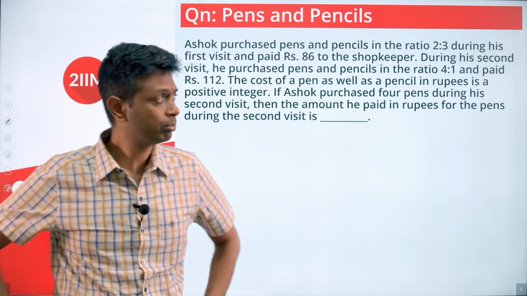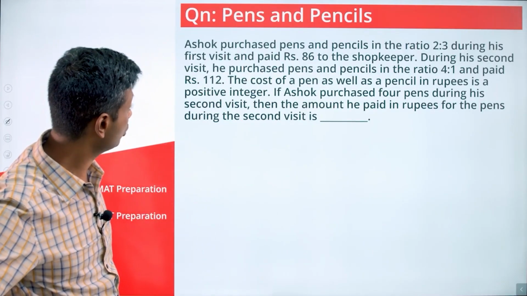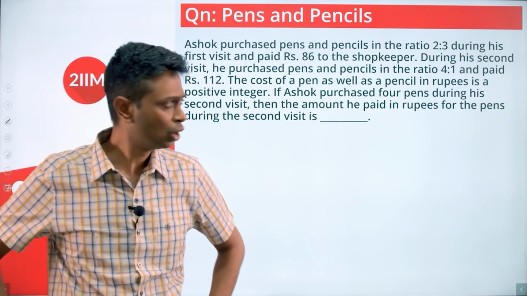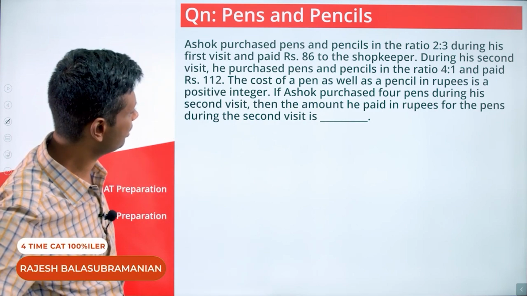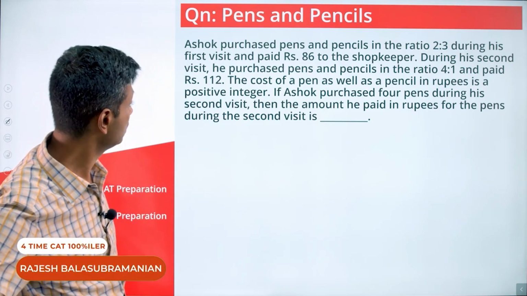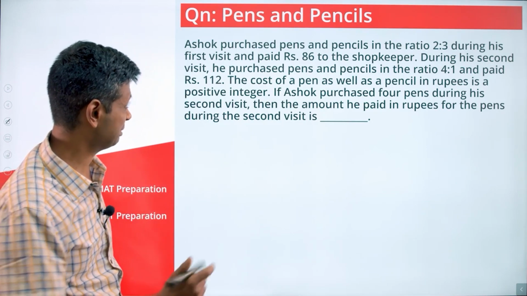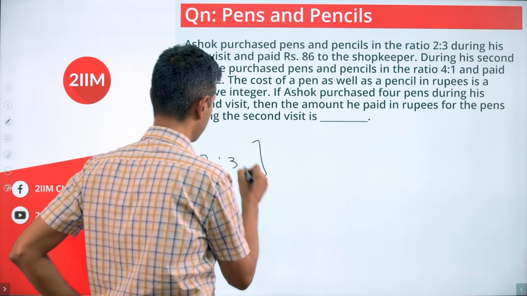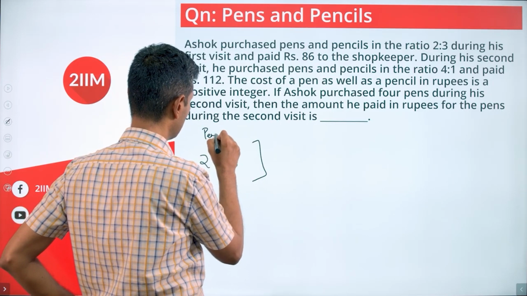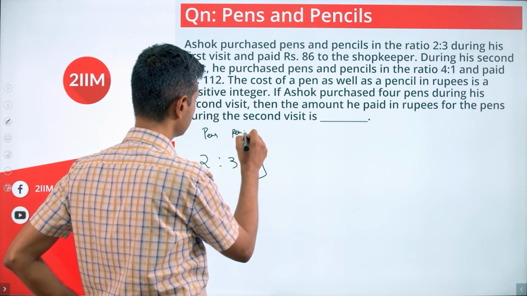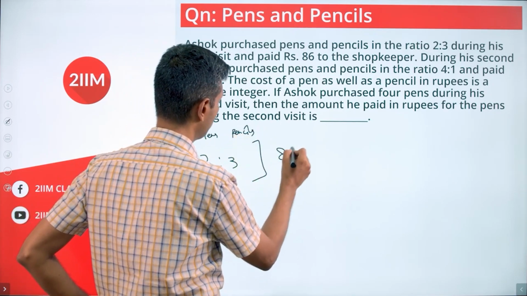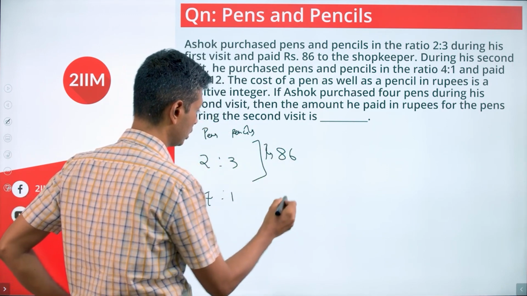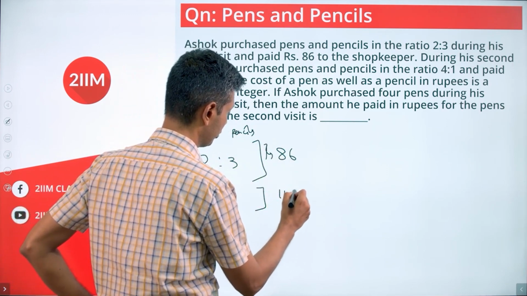Ashok purchased pens and pencils in the ratio 2:3 during his first visit and paid rupees 86 to the shopkeeper. During his second visit, he purchased pens and pencils in the ratio 4:1 and paid rupees 112. A ratio is given. 2:3 pens and pencils. He pays rupees 86. Next time it is 4:1 ratio, and these pens rupees 112.